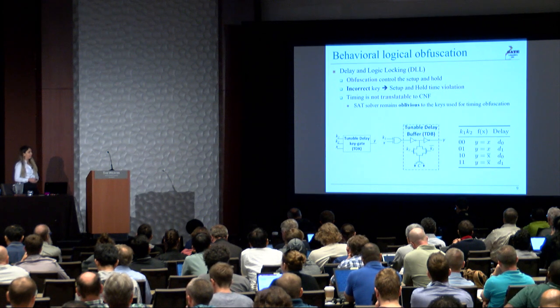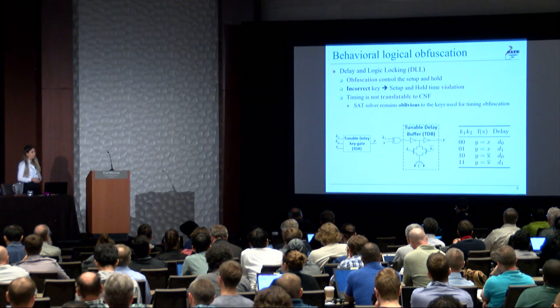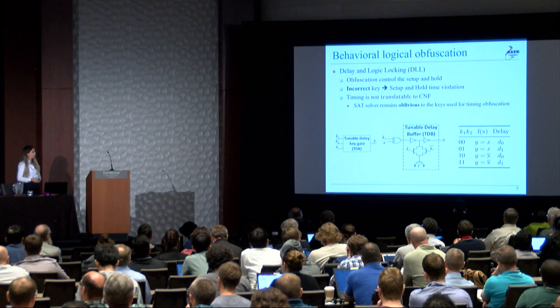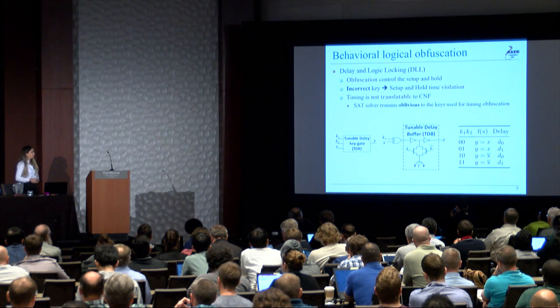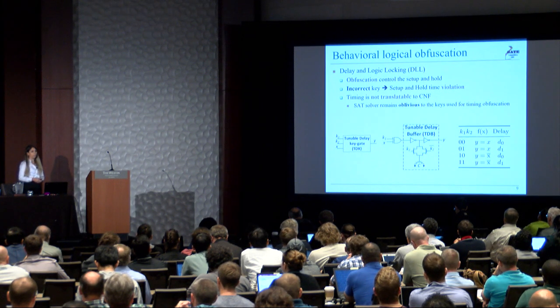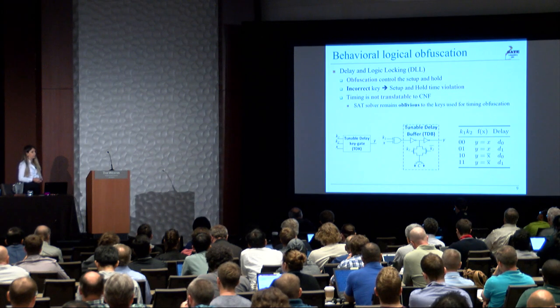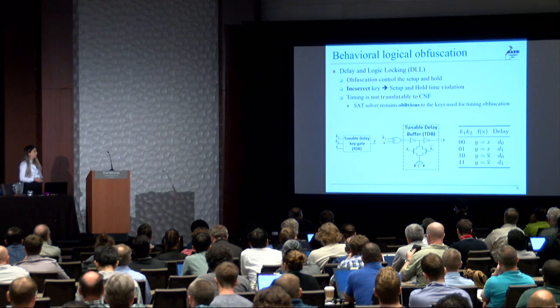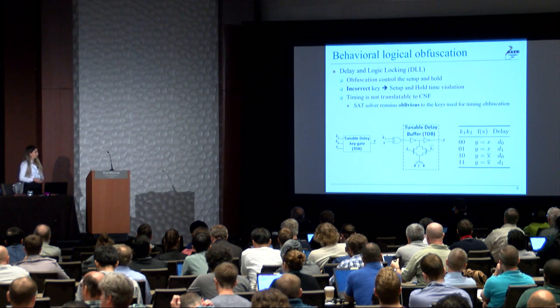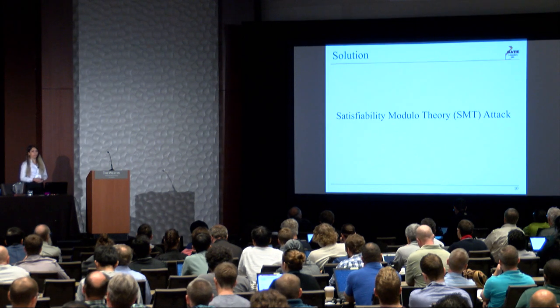As you can see here, in the DLL obfuscation mechanism, the key not only controls the logical properties of the circuit, but also the delay properties of it. And whenever the key is not correct, it causes setup time and hold time violations in the circuit. Consider that timing is not translatable to CNF, so the SAT attack remains oblivious to the key used for timing obfuscation. But we do have a solution.